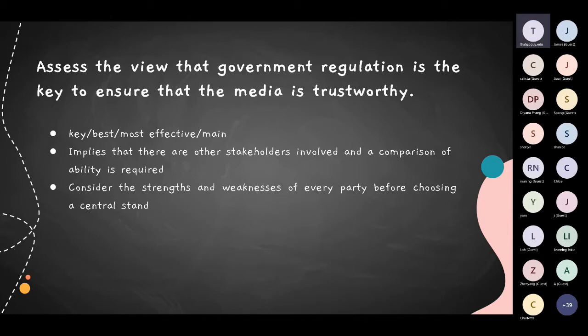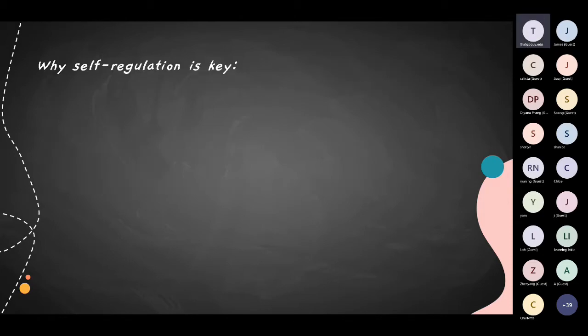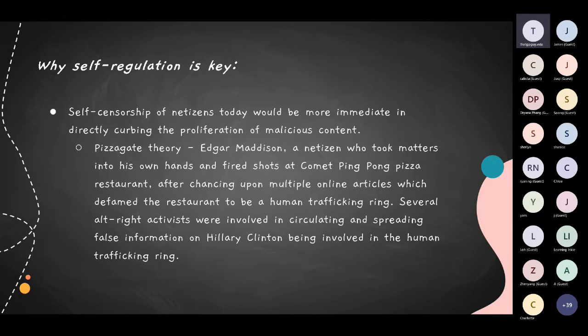Let's see. So if you are going to write the disagree stand, basically you are disagreeing with this statement here. You are saying that no, I disagree. I feel that government regulation is not the key. Then you're supposed to choose a separate stakeholder, like let's say individuals. I disagree. I believe that individuals are the key because of what blah blah blah. So let me show you an example. If you disagree with this statement, why self-regulation might be key is because self-censorship of netizens today is more immediate in directly curbing the proliferation, or the spread, or the circulation of malicious content.